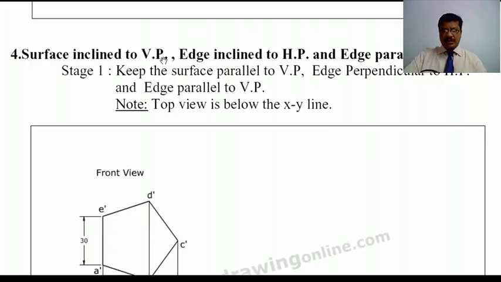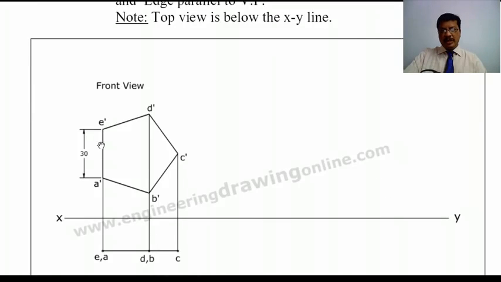The fourth case is just similar to the first case. The only difference is that here the edge is parallel to VP. In the previous case the edge is in the VP. Here in this case the edge is parallel to VP. Surface is inclined to VP, which means we have to make the surface parallel to VP. When the surface is parallel to VP, we will obtain the true shape and size in the front view. So we have to start our problem from the front view. While drawing the front view, how to keep this edge, whether parallel to XY or perpendicular to XY? It is perpendicular to XY because the edge is inclined to HP. So we are keeping the edge perpendicular to HP.